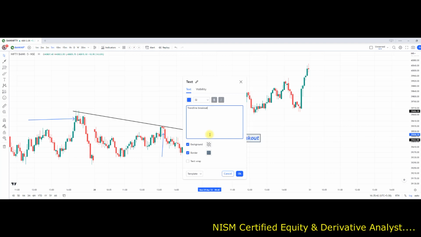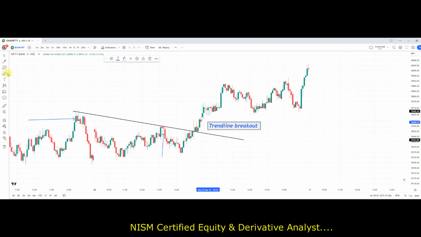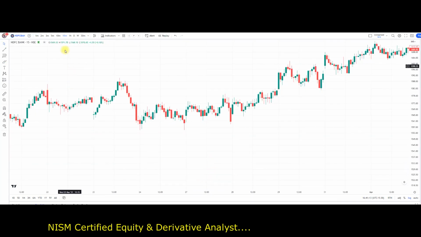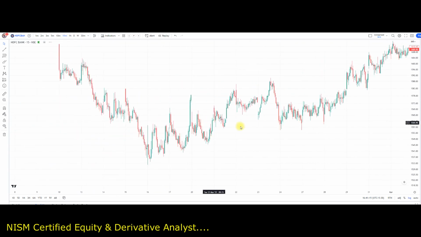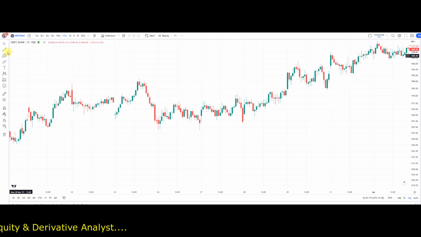Trend line breakout. Above this we can look for a long trade. This is the HDFC Bank 15 minutes time frame. We can draw the trend line and see how to enter into the trade. So go to the toolbar and select trend line.